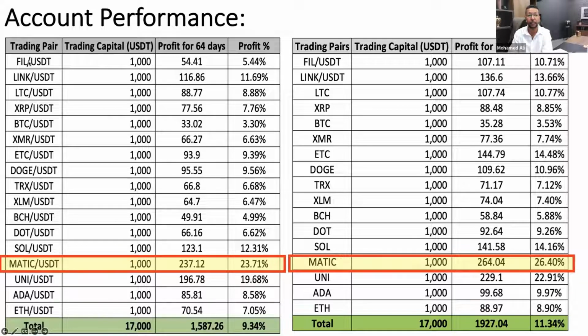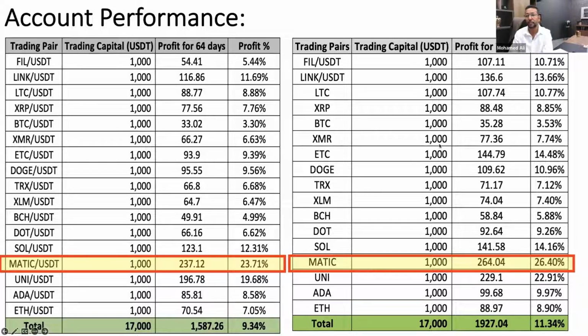If you see, FIL is the one that has increased maybe the most. It was only at 5.4%. Now it's 10.7%. That means it has increased almost 5%. Link has increased from 11.6 to 13.66%. That's about 2 to 3%. Litecoin LTC from 8.88 to 10.77%. XRP from 7.76 to 8.8, and BTC from 3.3 to 3.53.